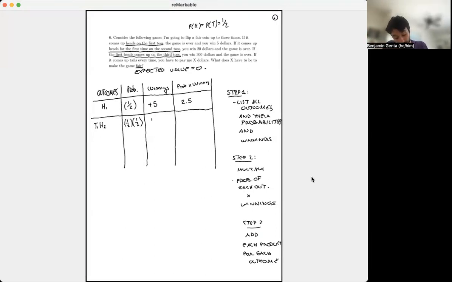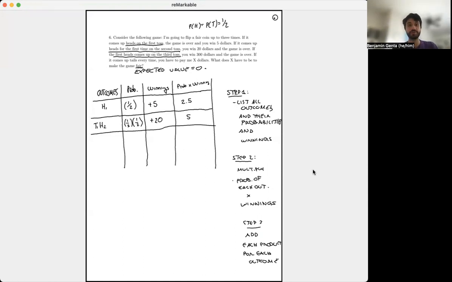The winnings here are not just 5, but they're 20. And so what's 1/2 times 1/2 times 20? What's 1/4 times 20, which is 5. Right, and we're done with this one.